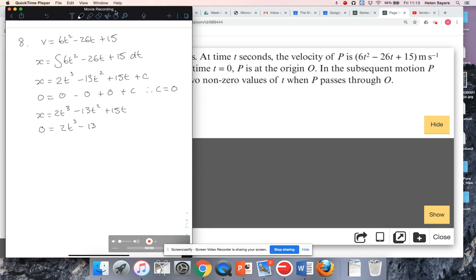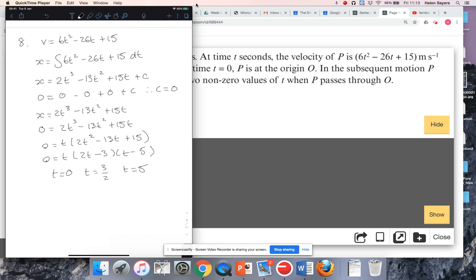Okay, you do have a cubic solve mode on your calculator, but don't really need to use that because we can take out a common factor of t, which had to be the case because we knew that t is 0 was a solution. So I knew that was one of my solutions. So if I can now just factorize the quadratic, so that's going to be 5 and 3, and it's all going to be negative. So I've got t is 0, t is 3 over 2, and t is 5.